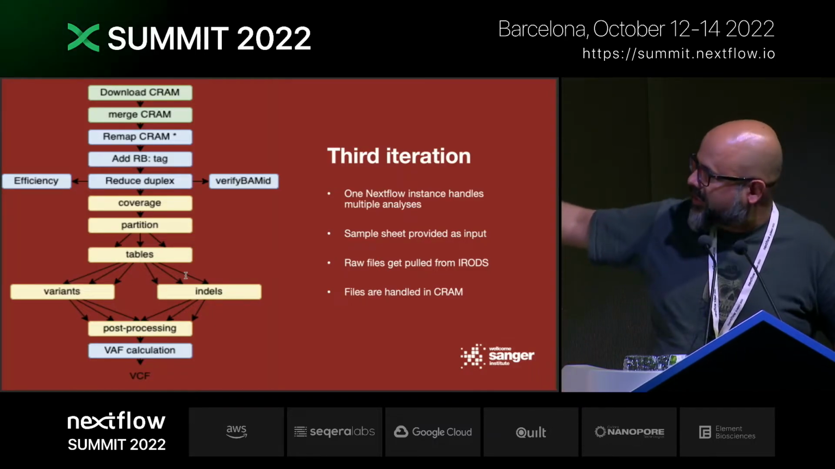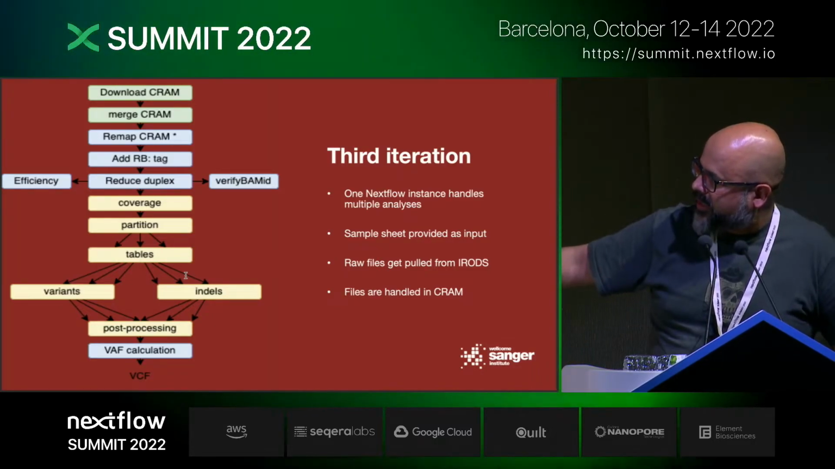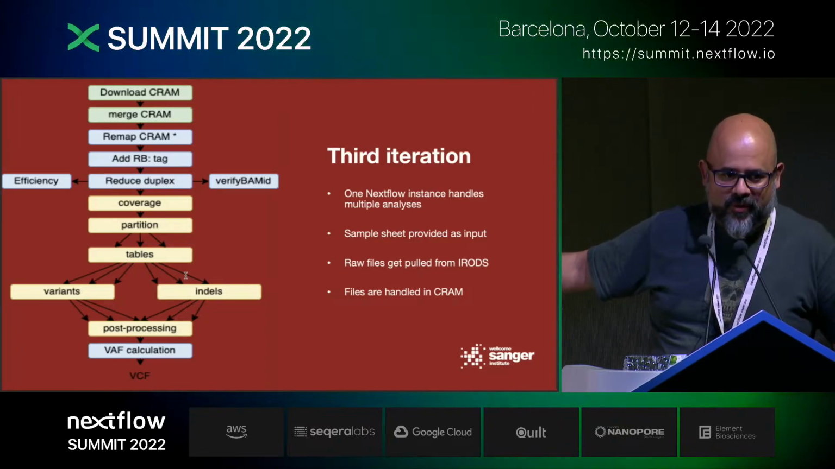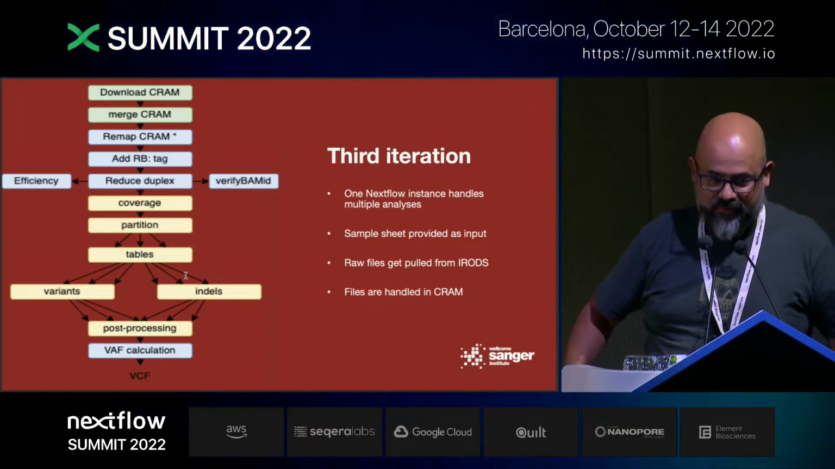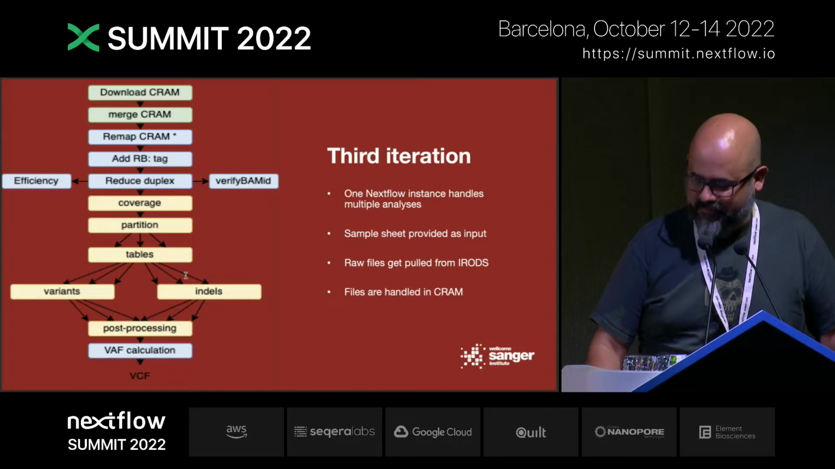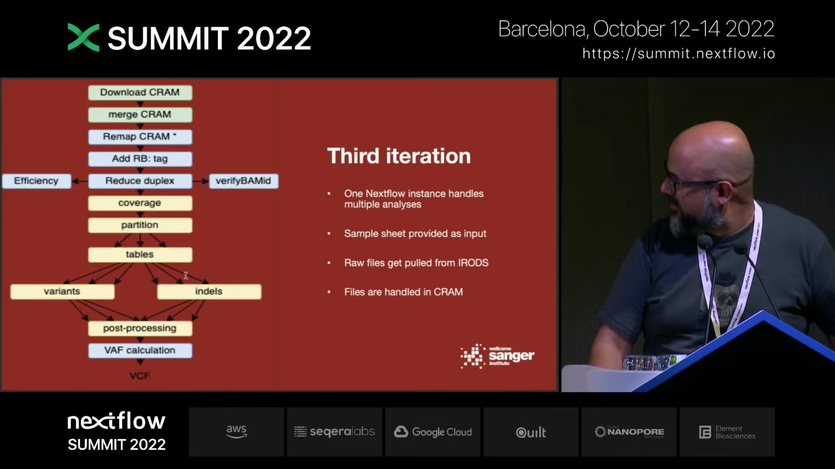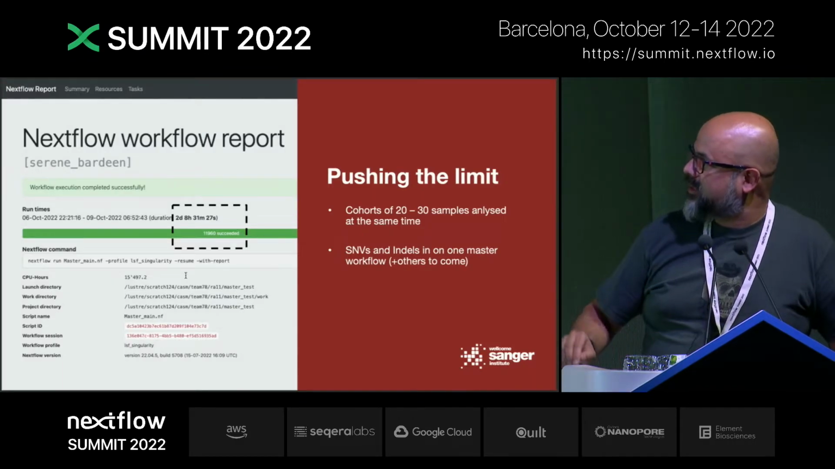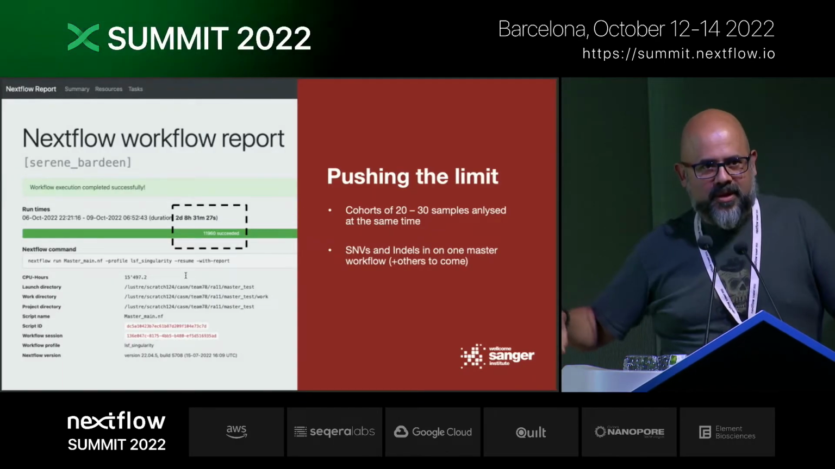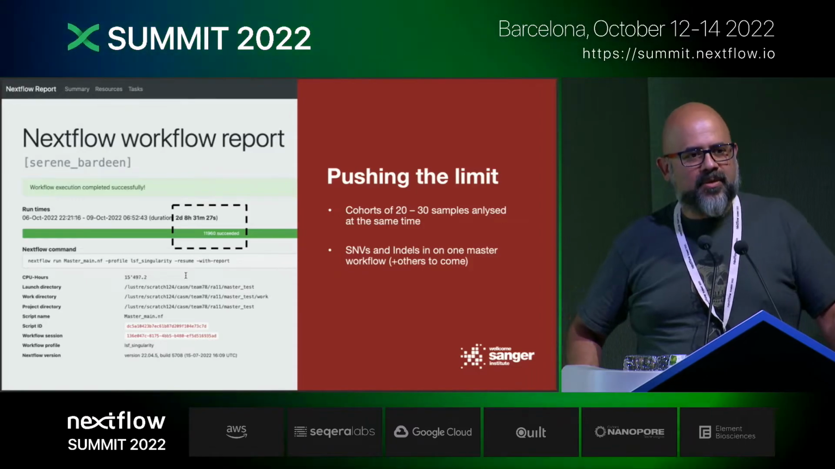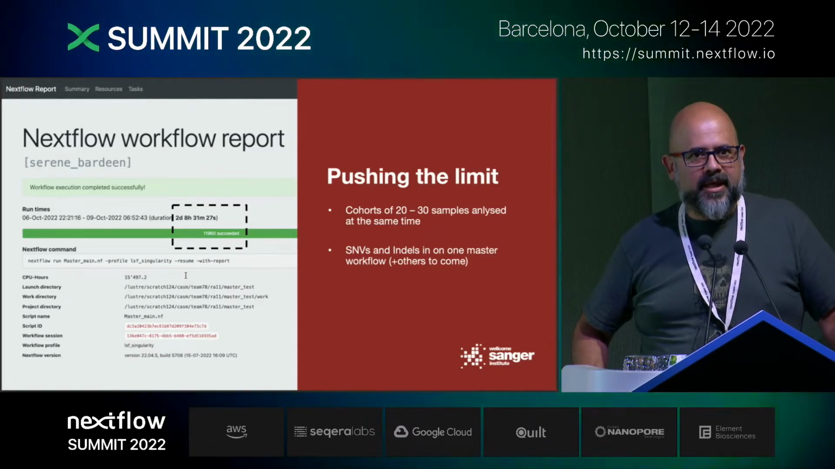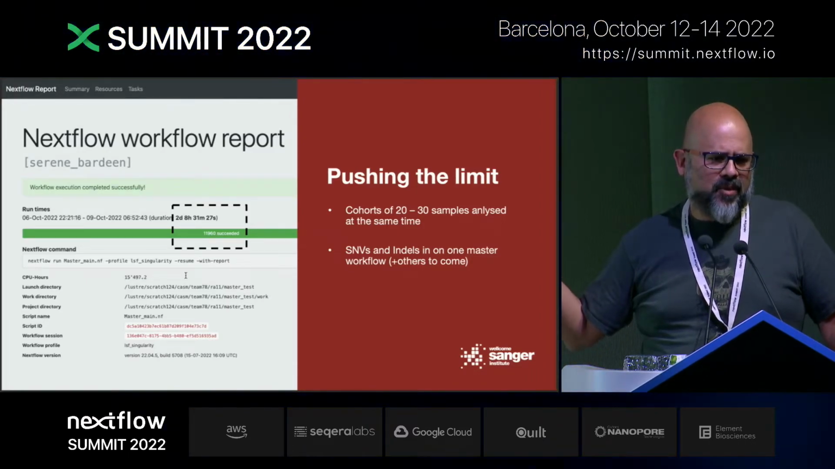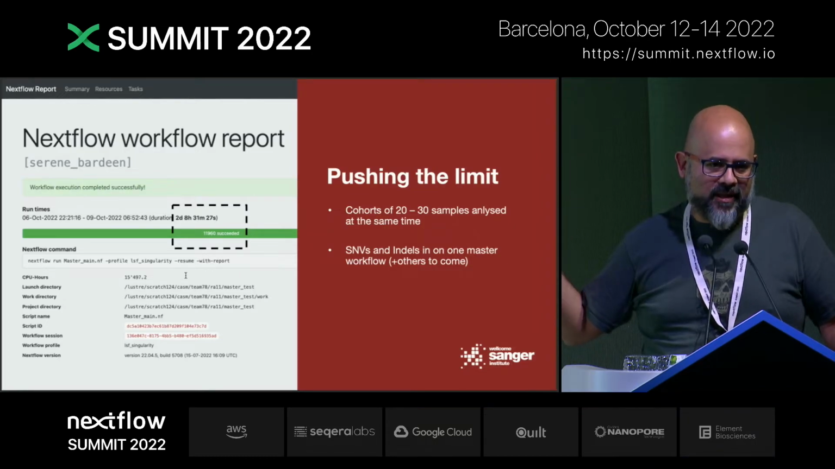Plus, now I also turned all the processes to use CRAM, which was also kind of a very fun experience. And the workflow there, I'm pretty happy with it now. It's working. I think the problems that we have now are mostly in the software itself.